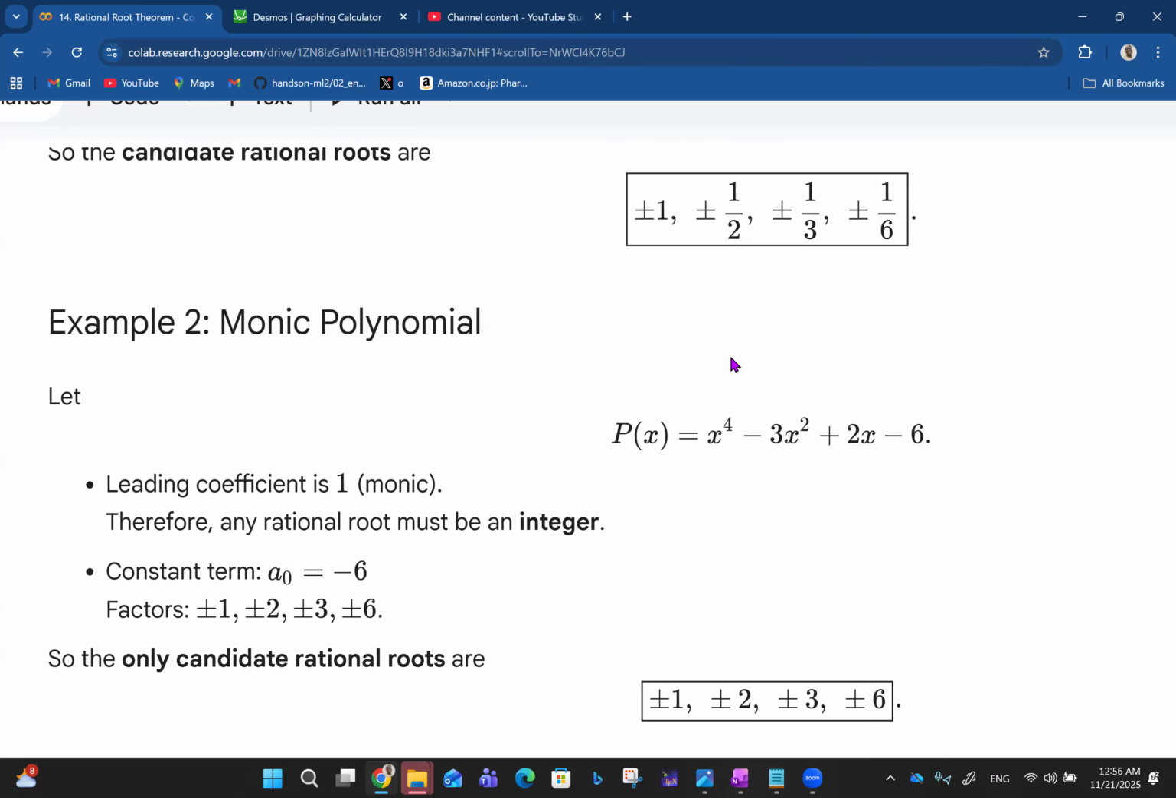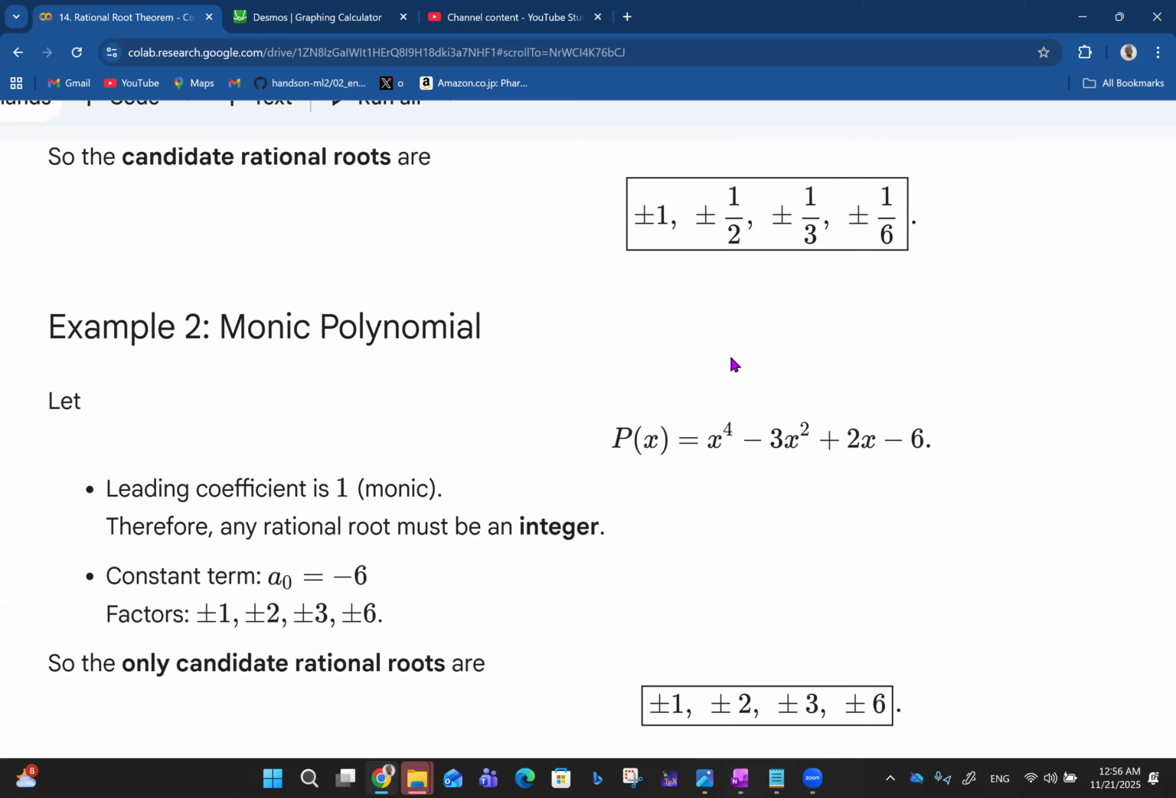For a monic polynomial, things are a bit easier. You don't have fractions. For a monic polynomial like this, let P of x be x to the power 4 minus 3x plus 2x minus 6. The leading coefficient is 1, so it's monic. So you don't have to worry. If you divide by 1, you always get whatever. So you can concentrate on the constant. Therefore, any rational root must be an integer in that case.